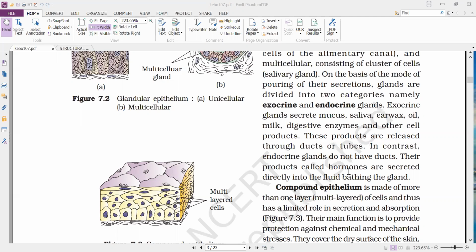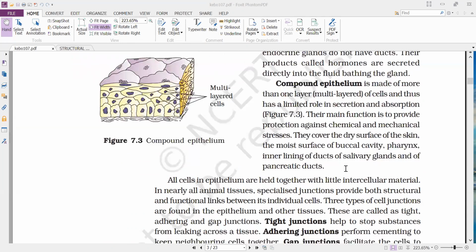Such glands we are calling endocrine glands, like the pituitary gland, thymus gland, thyroid gland, parathyroid gland, adrenal gland, and the reproductive organs, primary reproductive organs like testes and ovaries. All these come under the endocrine glands because they do not have ducts.